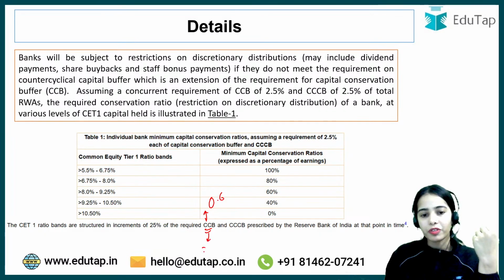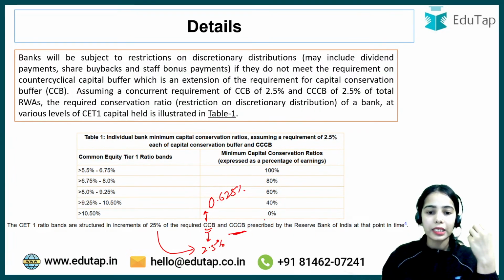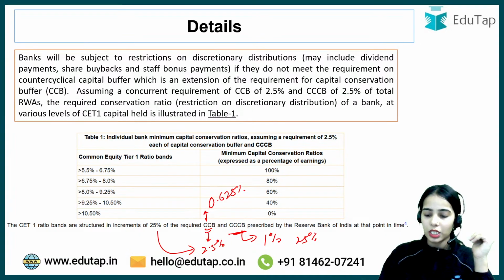The capital conservation buffer is going to be 2.5%. So 25% of 2.5% is 0.625%. But the countercyclical capital buffer is, let's say, 1%. It is not 2.5%, let's say it is 1%. So 25% of 1% is 0.25.